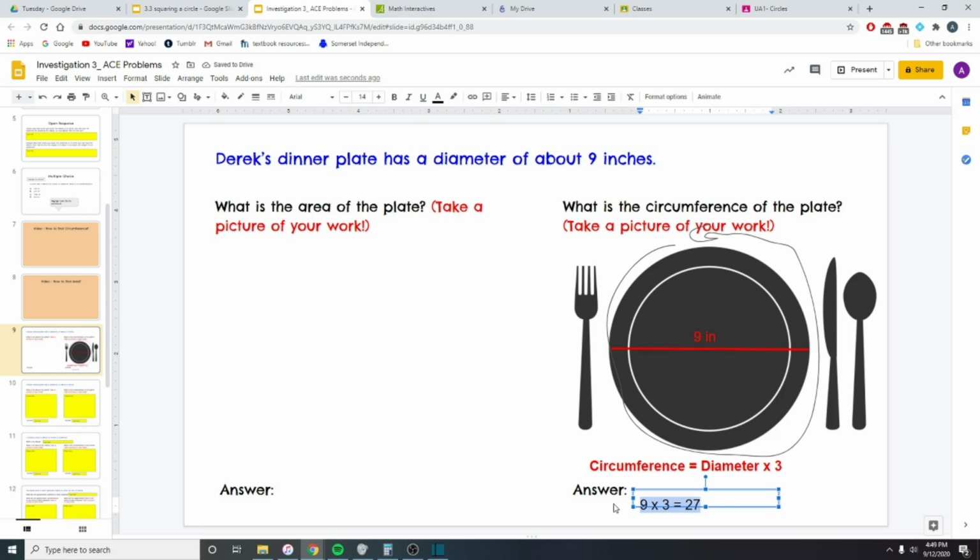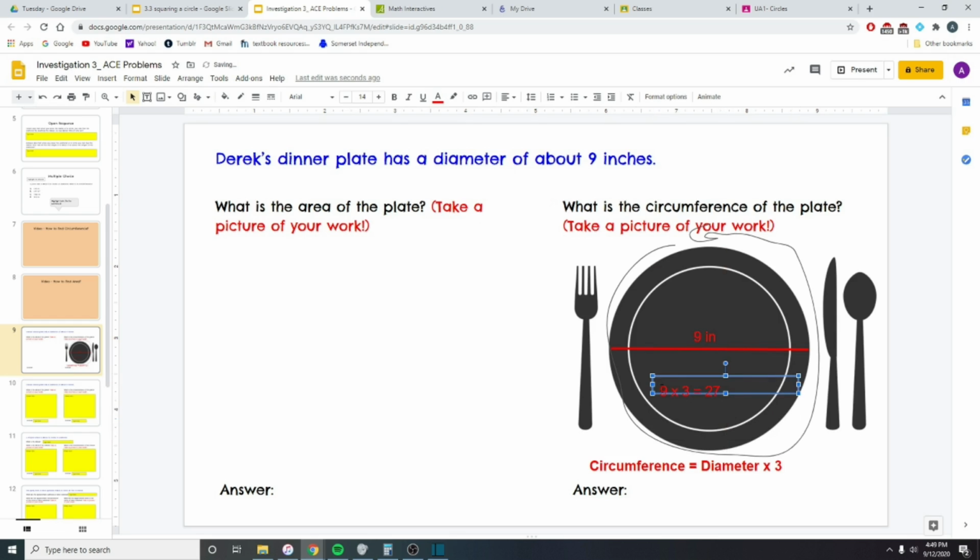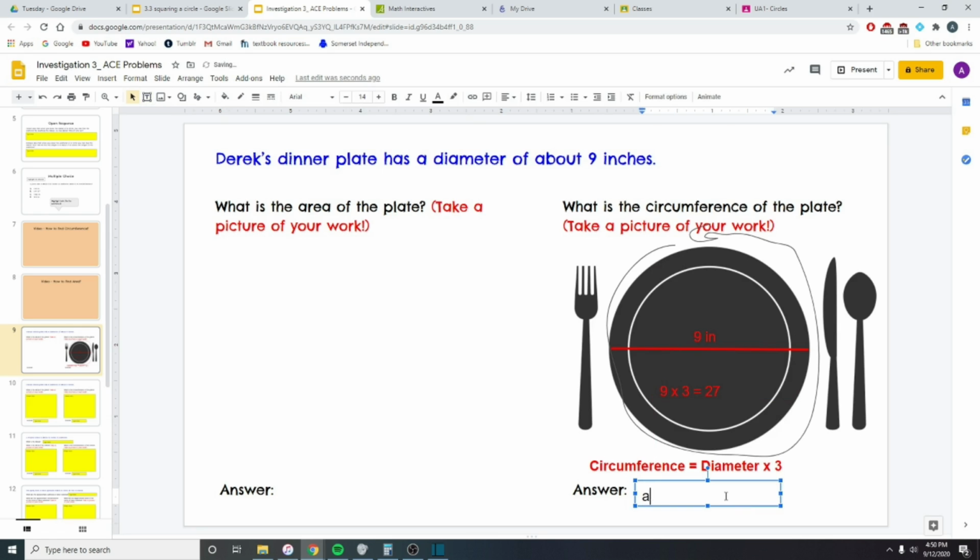So this is what it means. Because my diameter times 3 equals 27, that must mean that my circumference, or the amount of measure around the circle, has to be about 27. It's not exact, but it's a close enough answer that this is okay. So what I want you to do is I want you to give me your best estimate of that answer.